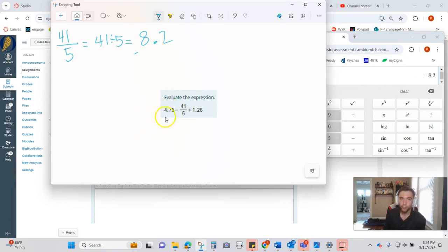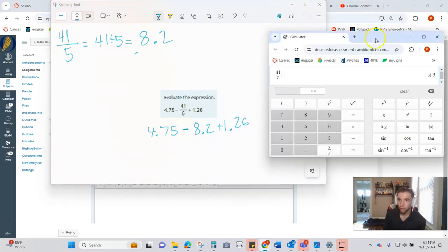So another way to write this expression is 4.75 minus 8.2 plus 1.26. Let's see what our Florida-approved calculator has to say.